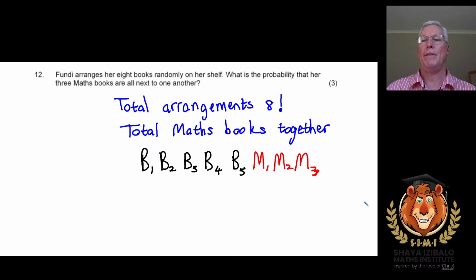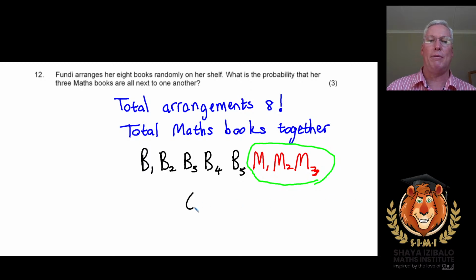M1, M2, and M3. So what we're going to do, we're going to get a rubber band. It happens to be a green rubber band, and we're going to put it around these books. And now if we count how many books we've got, 1, 2, 3, 4, 5, 6 books. And 6 books can be arranged in 6 factorial ways. But for any one of those arrangements, those 3 maths books can themselves move into 3 factorial arrangements. So we need to multiply by that. So that's the total number of ways for the maths books together.